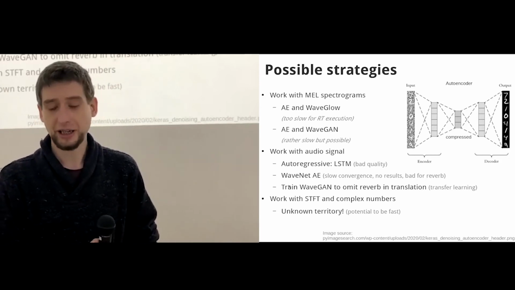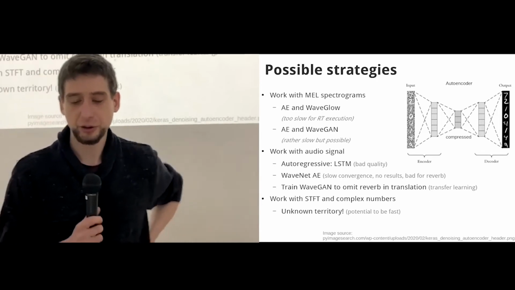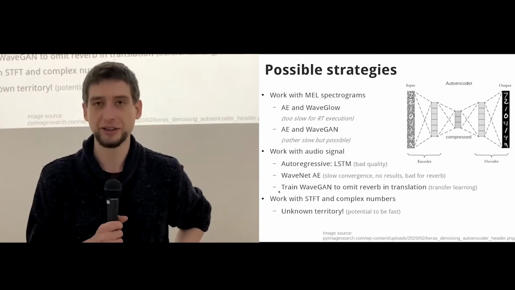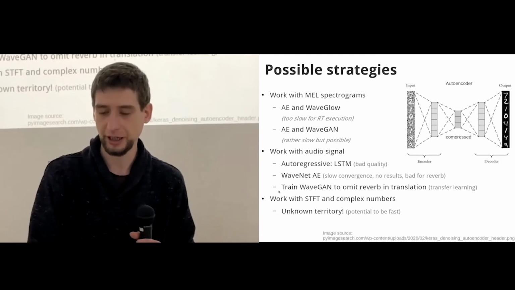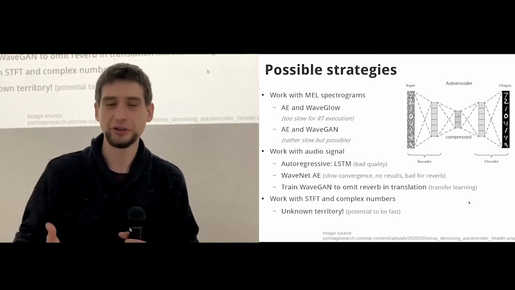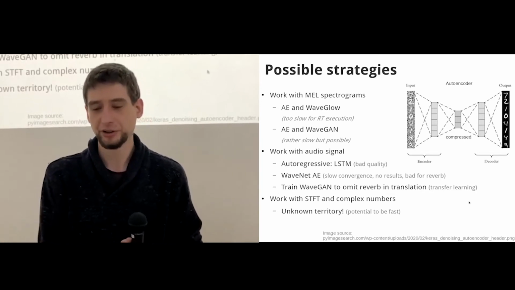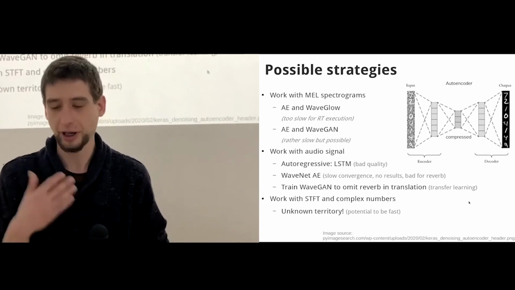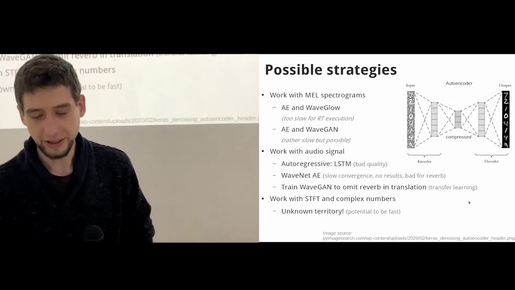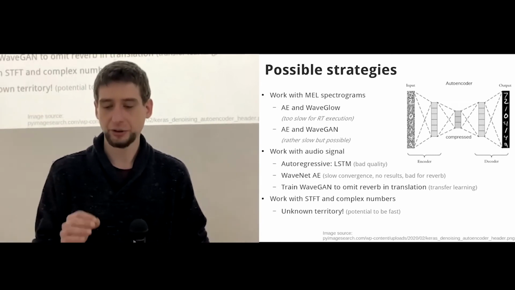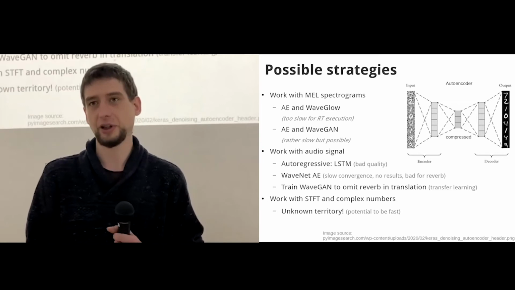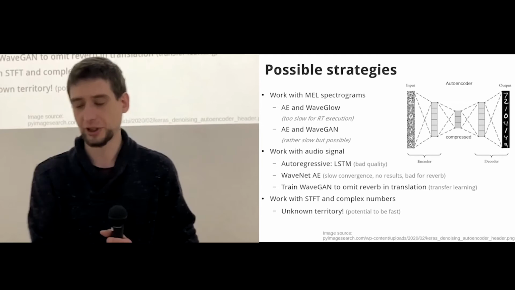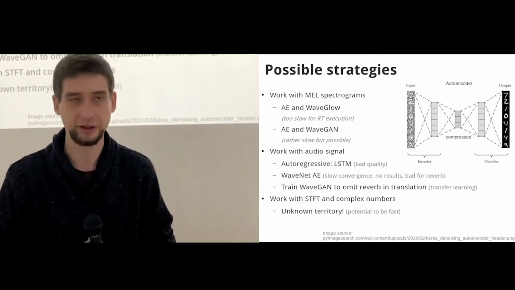Then we had our own idea to use a pre-trained WaveGAN. However, we wanted to use transfer learning to teach it to omit the reverb in translation. So only translate speech back to the audio and leave the reverb out. The last way we tried is to use STFTs directly, and this is something that almost no one does because it is thought that neural networks cannot deal with complex numbers and they get lost there.